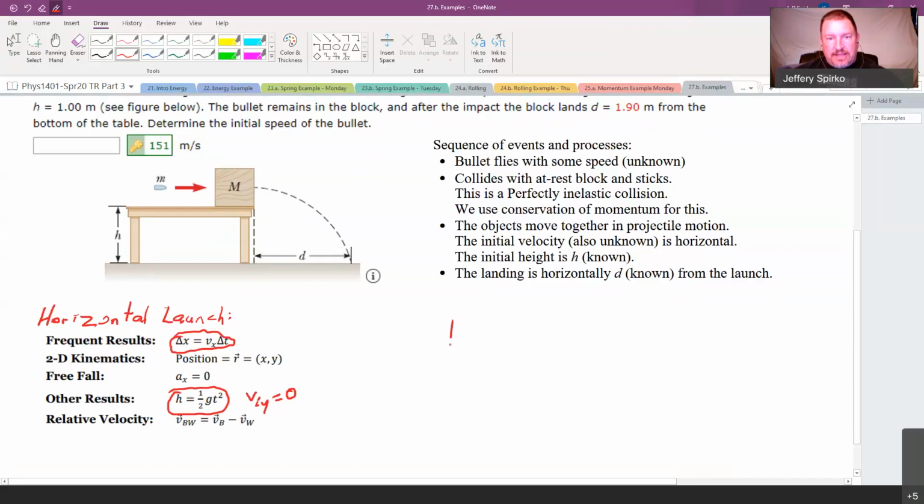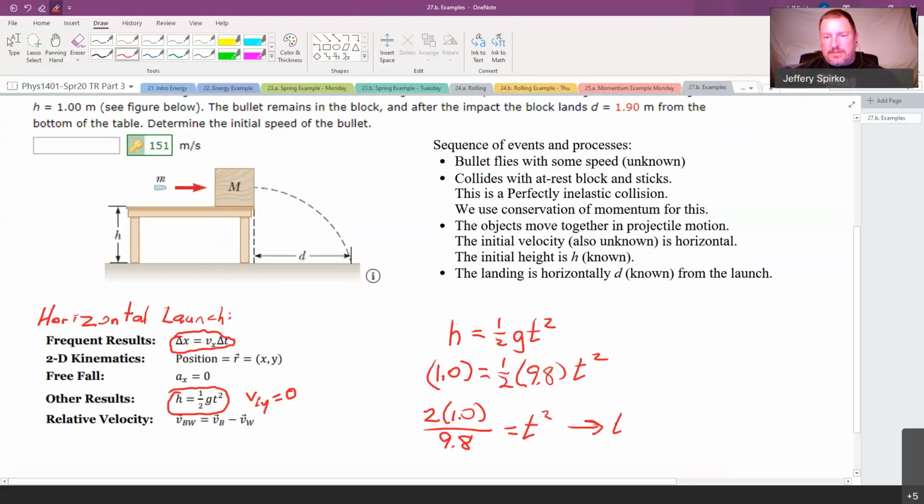So let's take a look at that. h is 1/2 g t squared. So if we put in our height, which is 1.0, equals 1/2 times 9.8 times t squared, we can multiply both sides by 2 and divide both sides by 9.8, and that would be t squared. So therefore, t is the square root of 2 times 1.0 over 9.8.